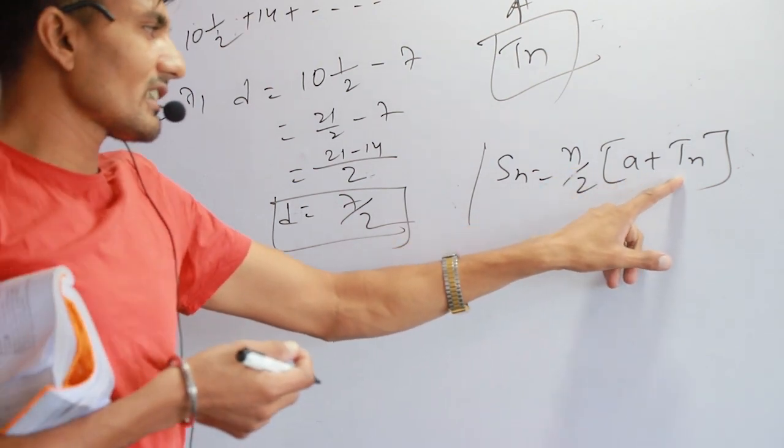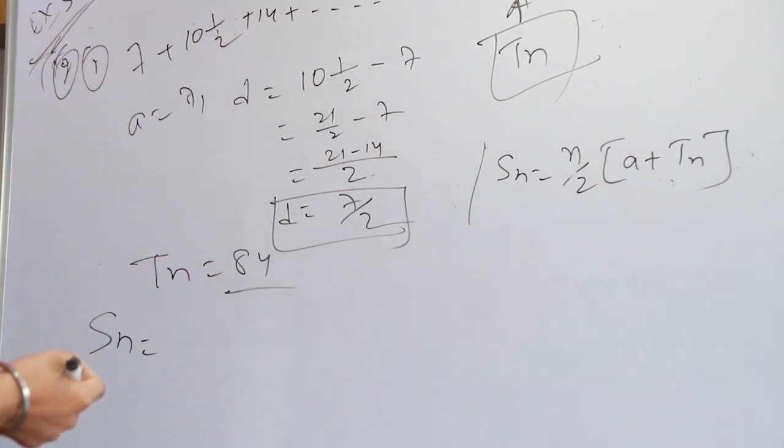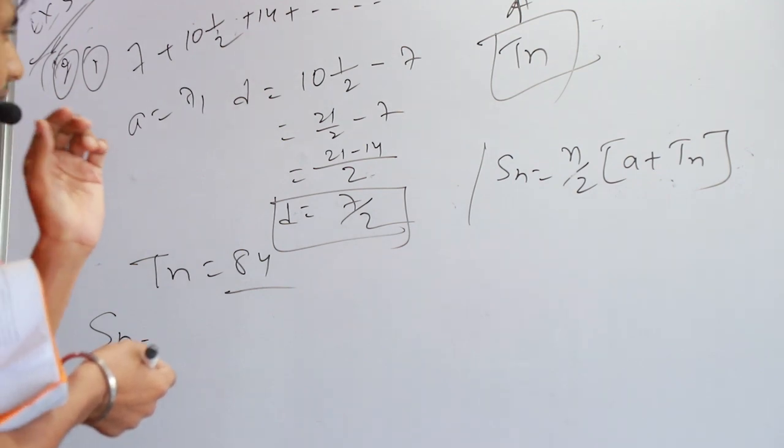यहाँ पर क्या है बेटा? अपने को Tn दिया हुआ है, n नहीं दिया हुआ है. So अपने को क्या करना है? n फाइंड आउट करना है. लेकिन क्वेश्चन में क्या रहेगा?